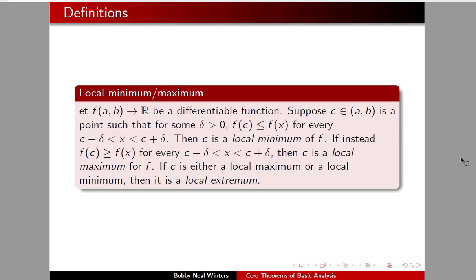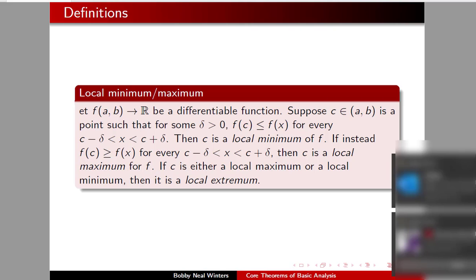Let f from the open interval (a, b) to R be a differentiable function. Suppose that c, an element of (a, b), is a point such that for some delta greater than 0, f(c) is less than or equal to f(x) for every x between c minus delta and c plus delta. Then we say that c is a local minimum of f. If instead f(c) is greater than or equal to f(x) for every x between c minus delta and c plus delta, then c is a local maximum for f. If c is either a local maximum or a local minimum, then we refer to it as a local extremum.